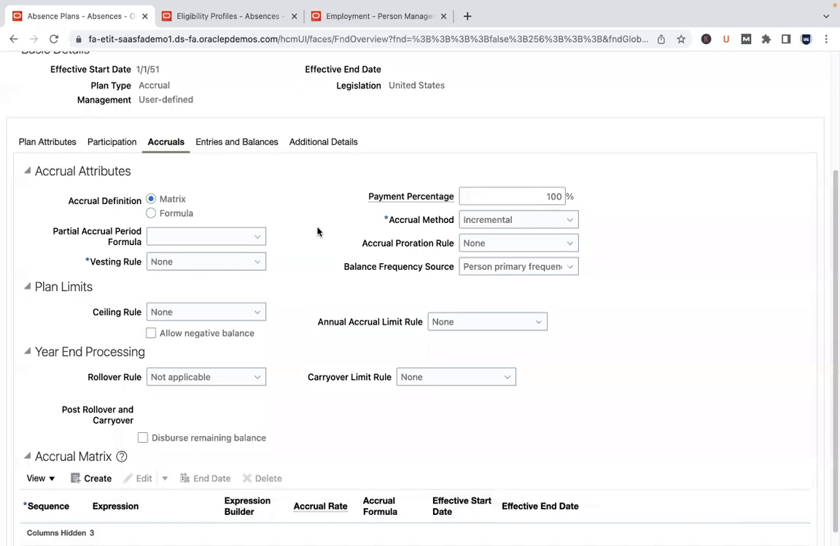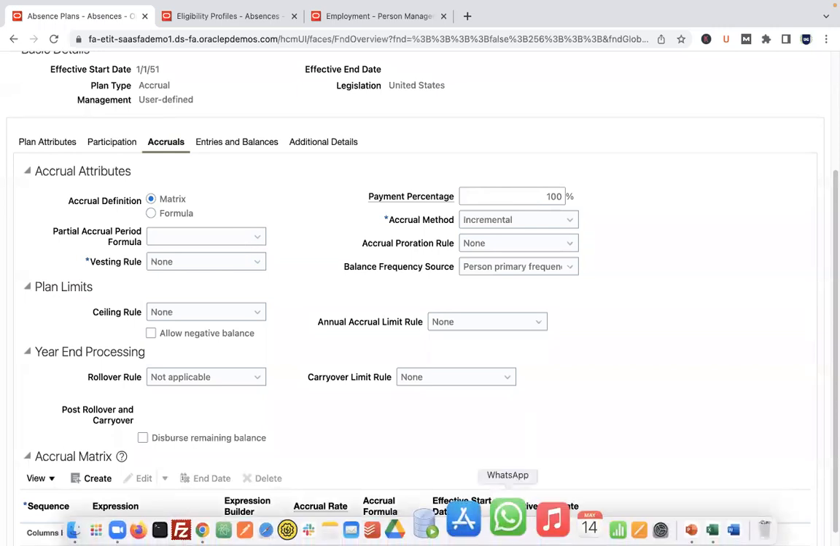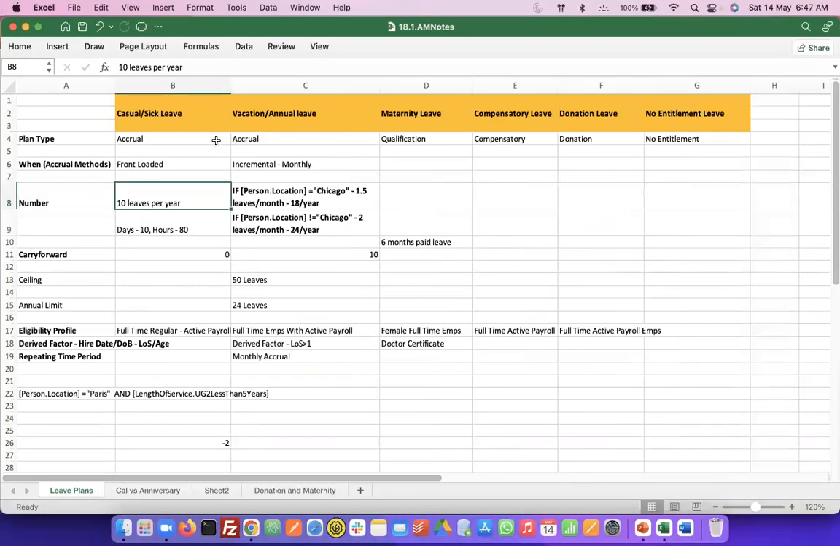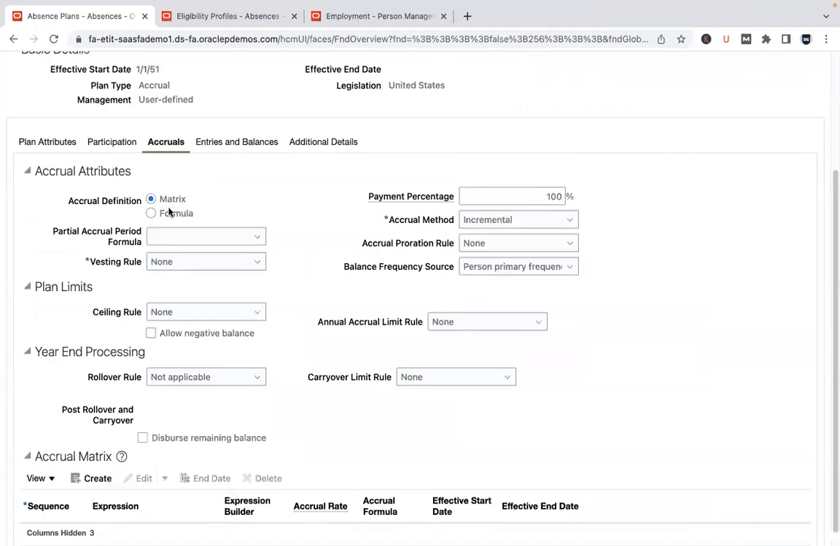Meaning if the client says that if an employee joins in June, don't give them 10 leaves. You can give them maybe 5 leaves because he's going to work only for half a year, right? So you can write formulas for accrual, partial accrual period formula, accrual proration rule, accrual method, vesting rule.